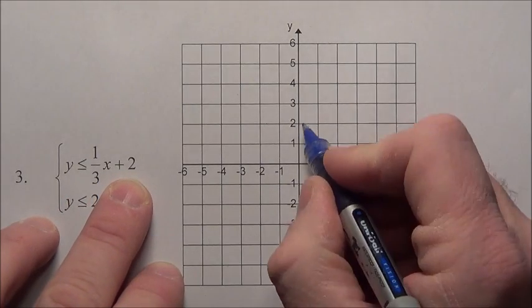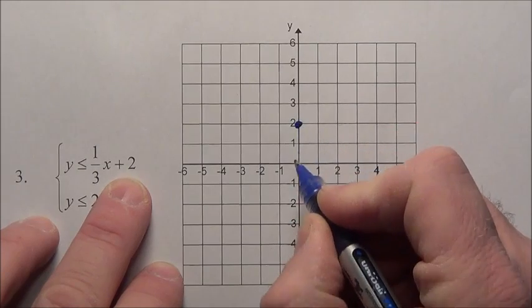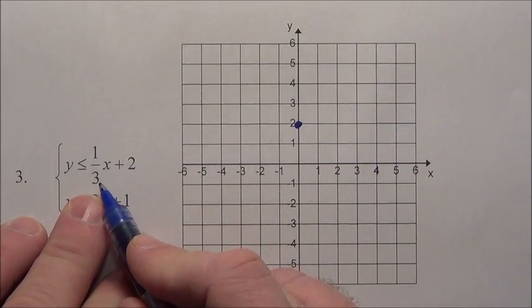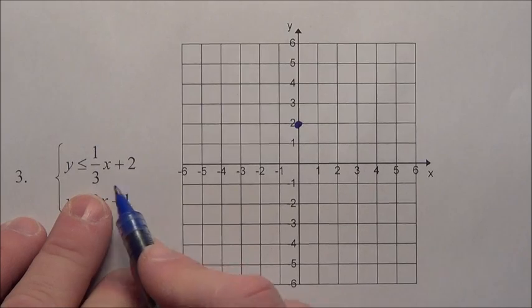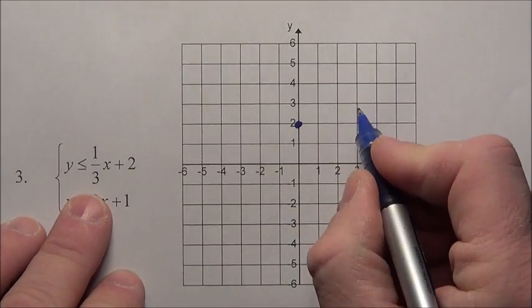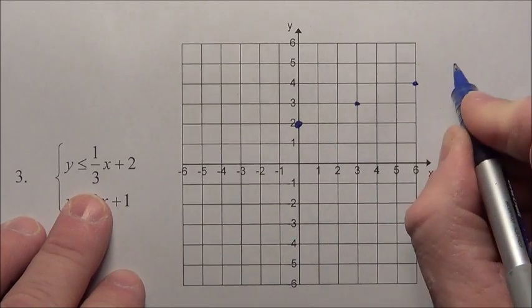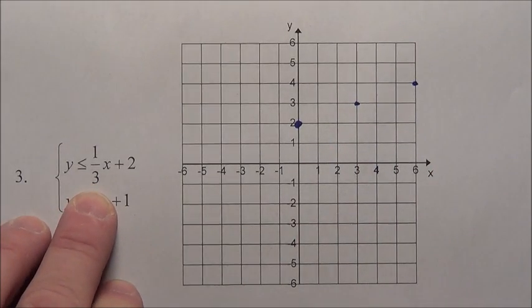It has a y-intercept at positive 2, so we know it comes through right here. It has a slope of 1/3. That means it goes up 1 over 3. It's a positive slope, so it goes up 1 and to the right 3. Up 1 and to the right 3. So I know that's pointing up to the right, so I know that I've got the right slope because it's a positive slope.